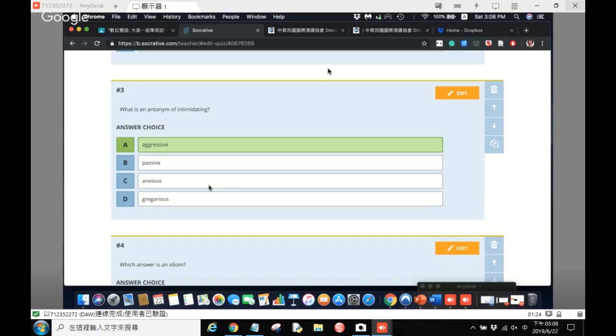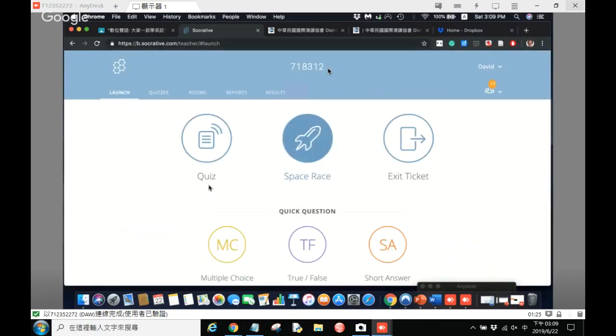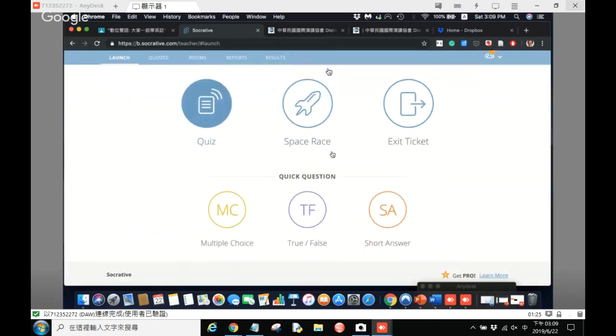There are some differences, because Kahoot is more gamey, more for fun and games. Socrative has a game function, so there is a way to make a race out of these kinds of questions. If I go to Space Race, this is a game-based mode where you can separate students into teams, and they have rockets racing along the screen. It's a kind of competition. That's a little bit like Kahoot, but this one is more for review, quizzing, or asking questions.